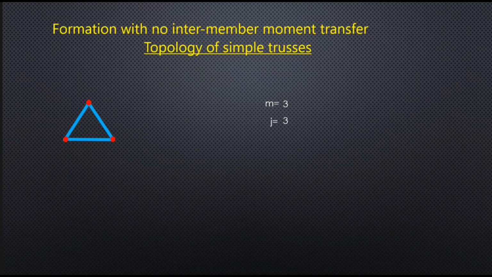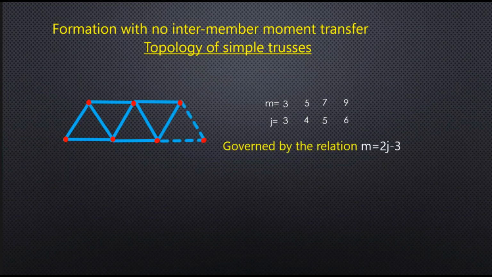So what I do is I add one node and two members. No, I'm just counting the members and the joints. I'm only adding one joint and two members. And I'm going to join another joint and two members. Right. Now, what happens? I am governed by the relation: the number of members equals 2j minus 3. What is that minus 3?